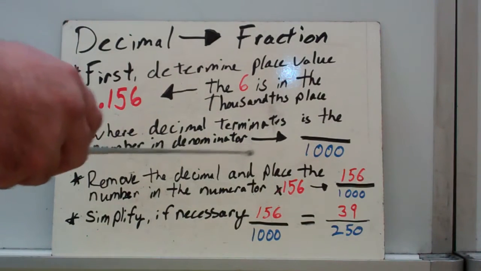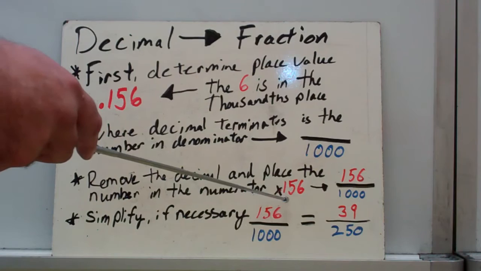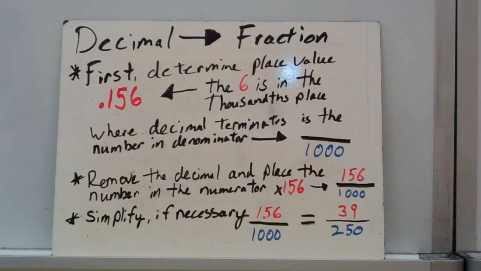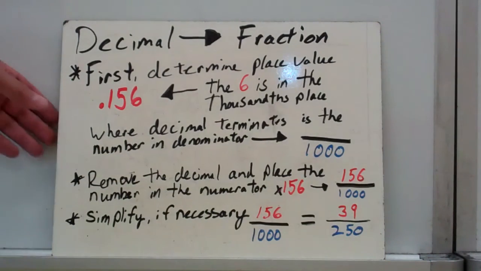We're then going to remove the decimal and place the number in the numerator. So we're going to get rid of the decimal point and place 156 in the numerator. And then, if we can, we simplify. In this case, 156 over 1,000. Both of those are divisible by 4. And so, as a simplified fraction, we get 39 over 250.